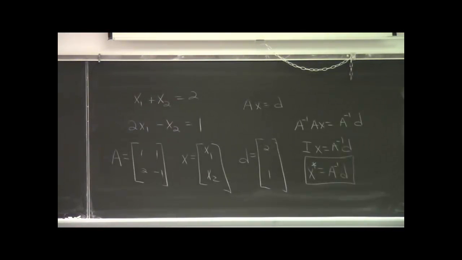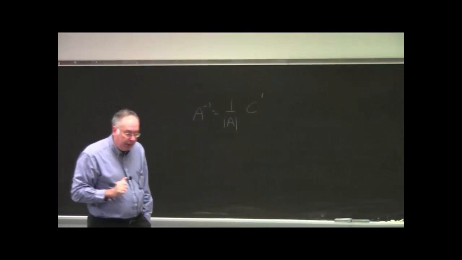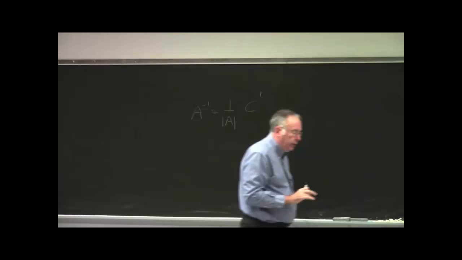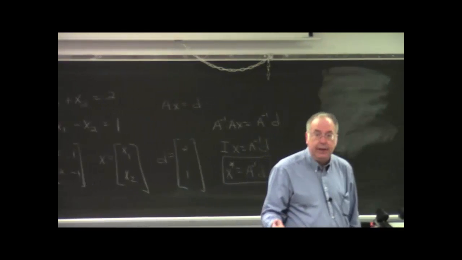We know what A is. We have to find A inverse. Now, the formula for A inverse is simply this: A inverse equals 1 over the determinant of A times the transpose of the cofactor matrix. So the first step in finding the inverse is to do what? What's the first step in finding the inverse?